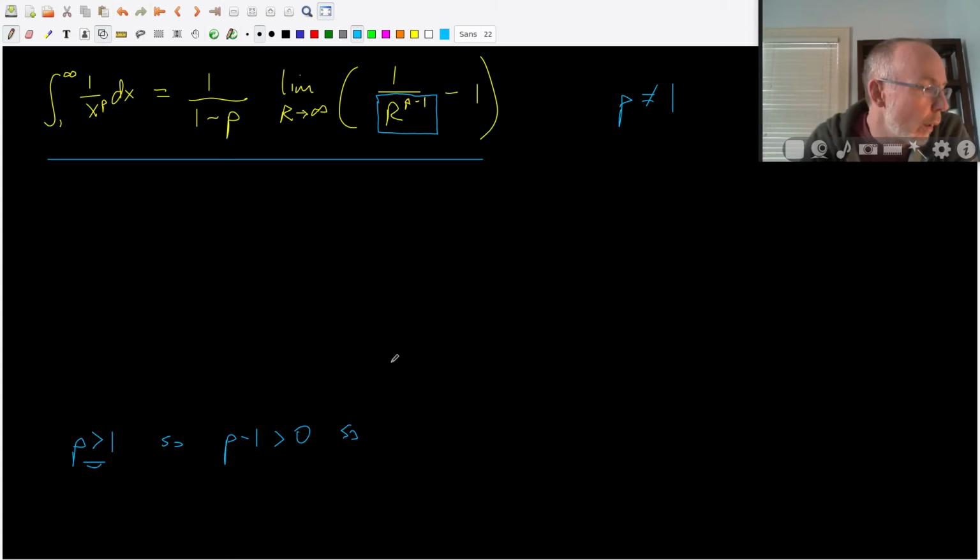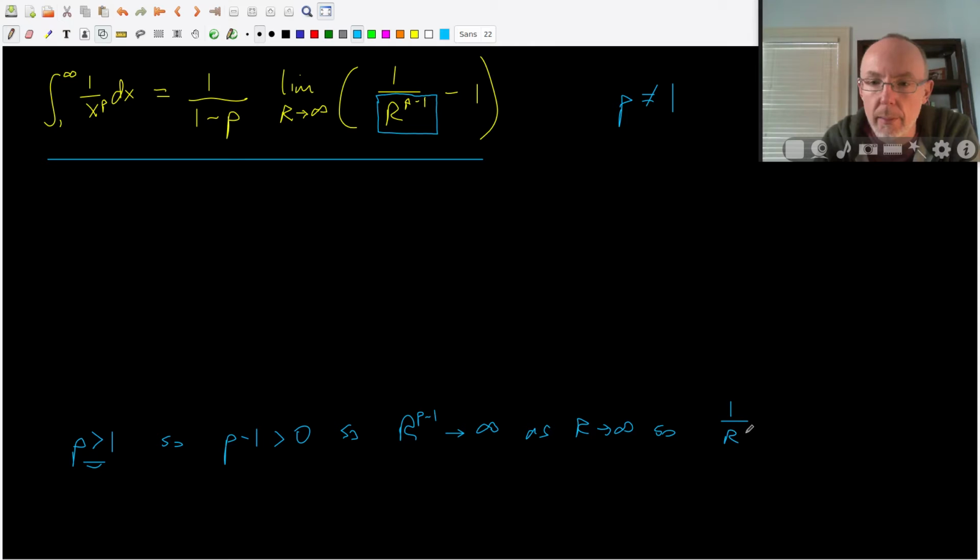But either way, this is r to a positive power. And so that term, r to the positive power, is going to go to infinity as r goes to infinity. So what's going to happen to 1 over it? 1 over that number is going to go to 0. And that's what we wanted to calculate, right? You might need to play with a few numbers to convince yourself that's true.